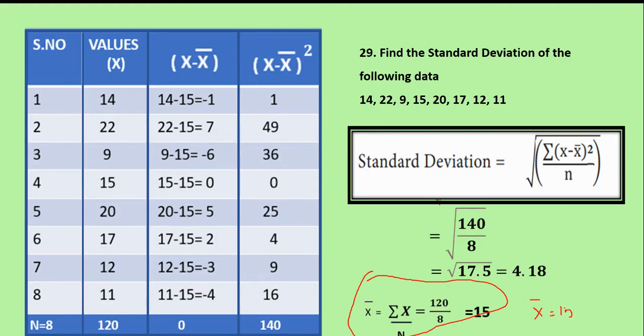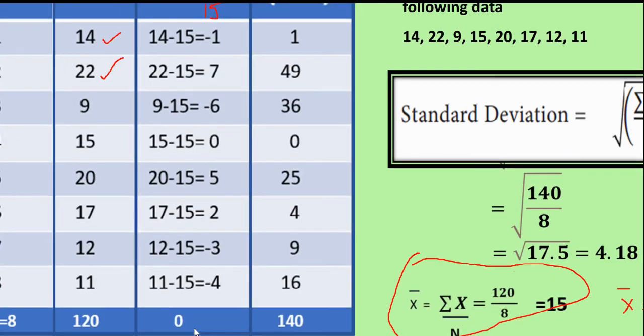Now come to the tabular column, third column. How do you calculate the deviation x minus x bar? Your x bar is 15, which you've already calculated. So 14 minus 15 will give you minus 1. 22 minus 15, 7. This is the actual mean, not the assumed mean. After calculating all this, you find summation x minus x bar. Here we get it as 0.